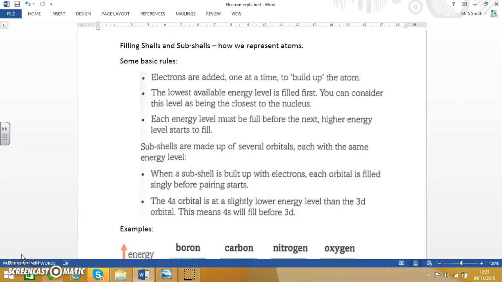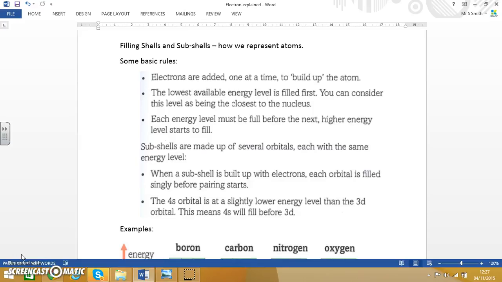This is the second video looking at electron shells, subshells, and how we represent atoms and electrons surrounding atoms. And on the screen I have put some of the rules that we're required to take into account when we try and place electrons around the nucleus of atoms. The first one is that we build up the atom from the inside out.